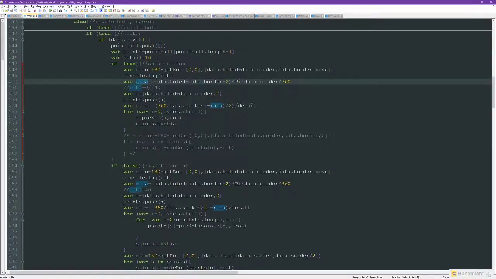This is a thing. It's a rotation in degrees. 360 divided by spokes minus the size of the whatever divided by 2. Why is it border times 2? Border is border. That should not be a times 2. Okay, let's ignore what we're seeing and just do what it should be. So, we are getting the rotation from without... Wait, what am I doing?